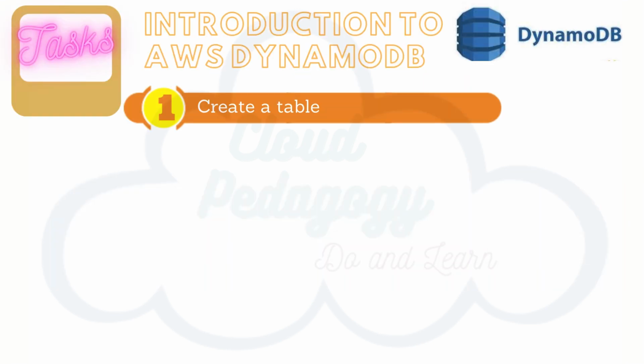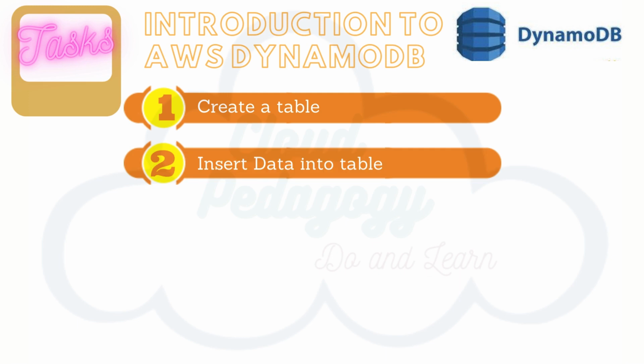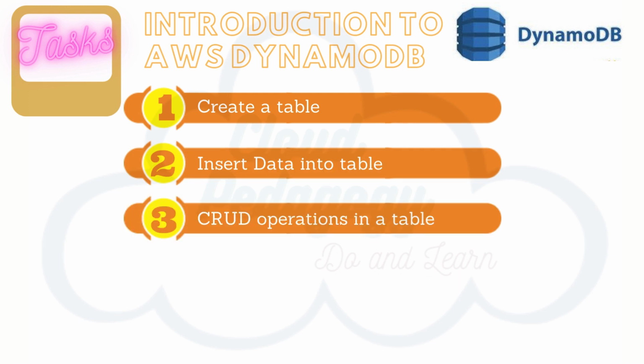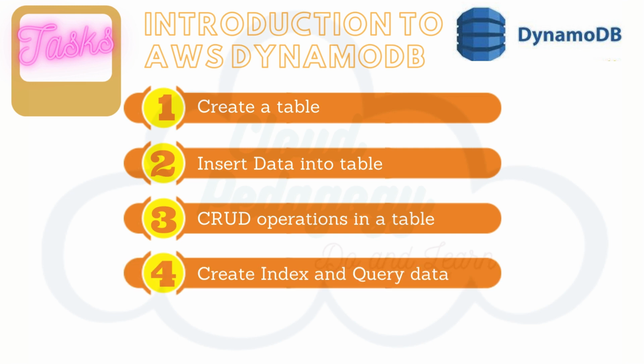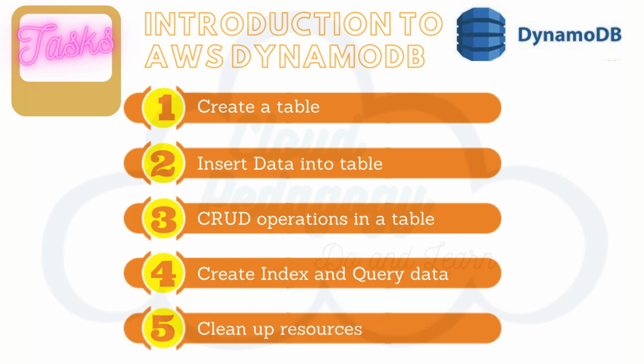In task 1, create a table. In task 2, we insert the data into the table. In task 3, we do CRUD operations on a table, which are reading, editing, deleting and duplicating the data as well. In task 4, create an index and query the data from the index. Finally, in task 5, we'll clean up all the resources that are created for this lab.